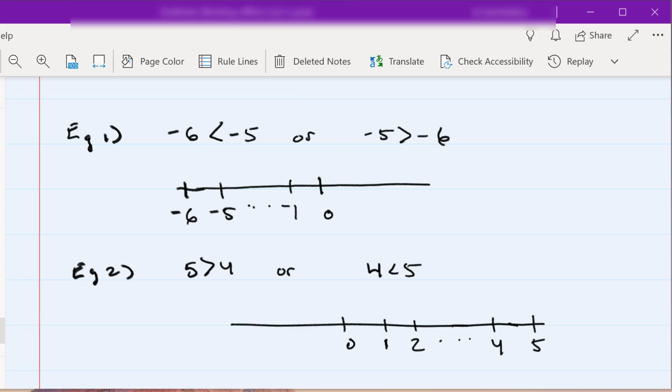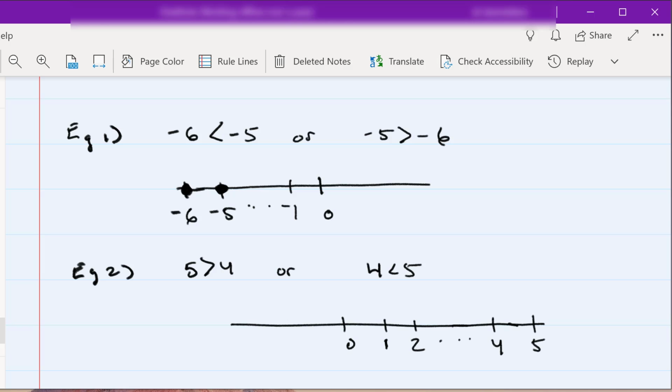Let us look at example 1. We're comparing -6 and -5. -6 is less than -5, or we can also write -5 is greater than -6. And if we look at the number line and we write 0, -1, and we continue, -5 occurs before -6, and -5 is closer to 0 than -6, so -5 is greater than -6.